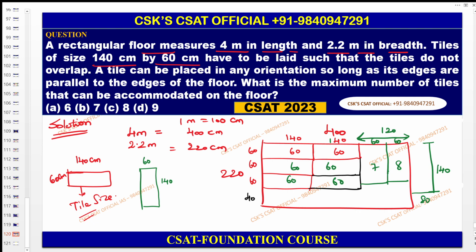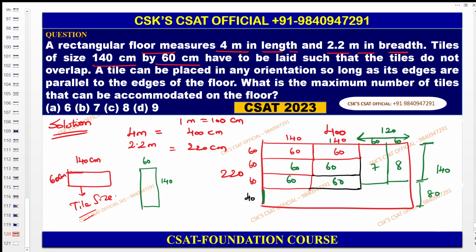7, 8. Here we can't place. Why? Since here it is 40 only. So with this 40 we can't. Suppose here 80 is there. Let us check here. Wait a minute, people. The answer is okay, but anyhow, for understanding, listen here. 80 is left out, right?